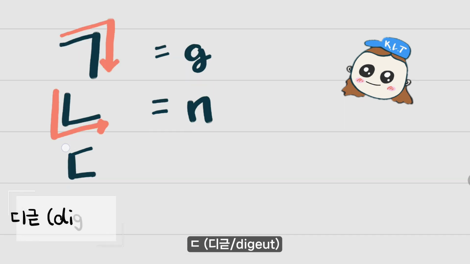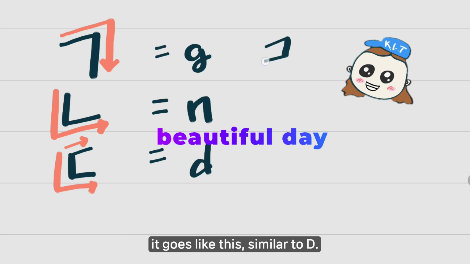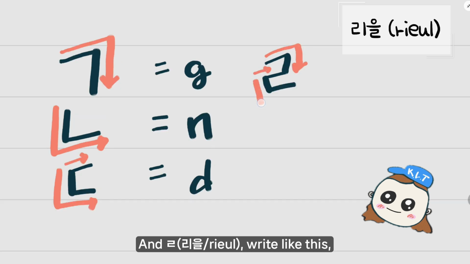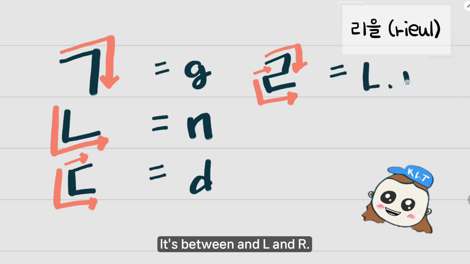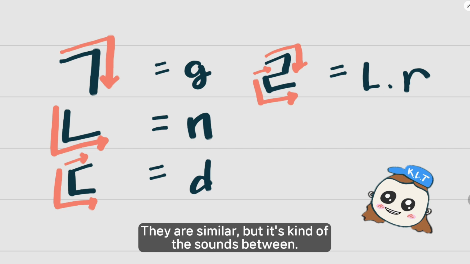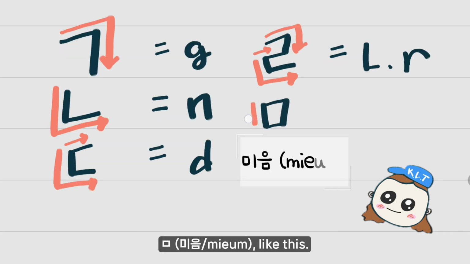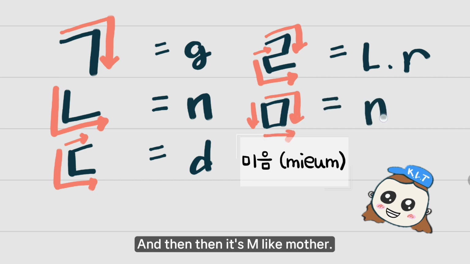디귿 is like this. It goes like this. Similar to D. And 리을, right? Like this. It is between L and R, but actually it's none of these. They are similar, but it's kind of the sound between them. And then 미음 goes this way, and it is M, like mother.